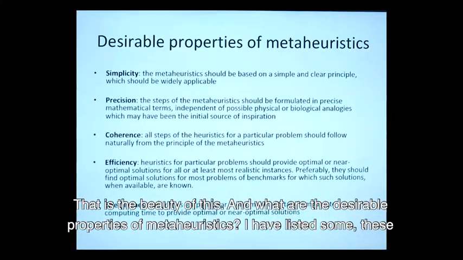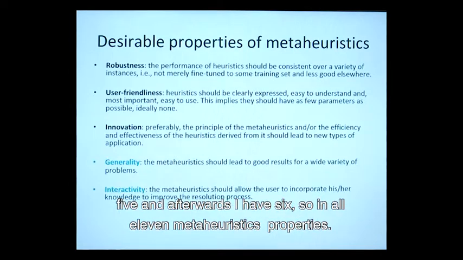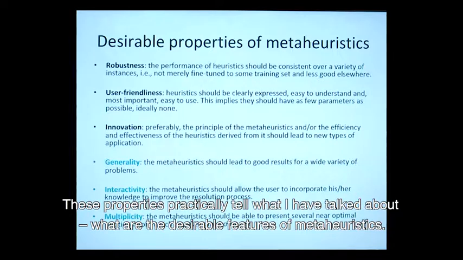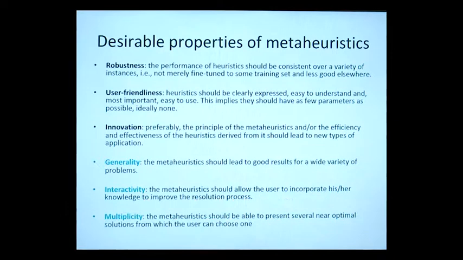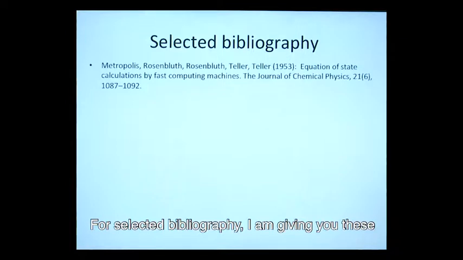And then, what are the desirable properties of metaheuristics? I have listed some, these 5, and afterwards I have 6. So, in all, 11 metaheuristic properties. These properties practically tell what I have talked about. So, what are the desirable features of metaheuristics? And for some selected bibliography, I am giving you something.